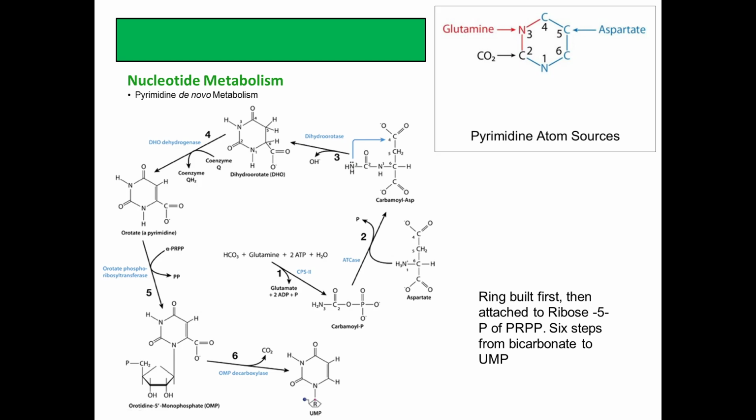It's assembled backwards of a purine. Purines are built on the sugar. Pyrimidines are built first, then attached to the sugar.